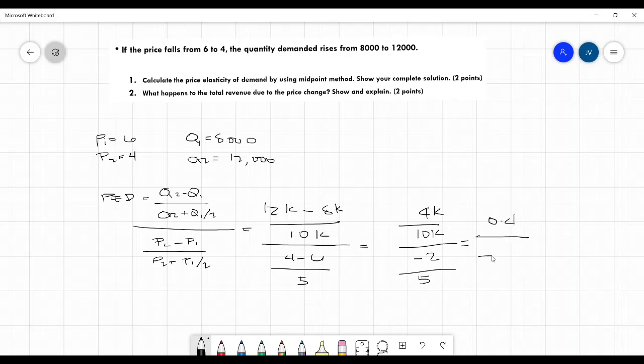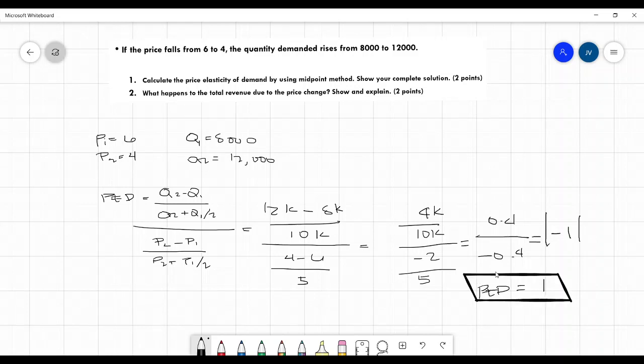0.4 over negative 0.4. Now our answer is negative 1. But then again, since we are calculating PED, it's expected that the answer is negative. We just have to get the absolute value. So our PED now is equal to 1.